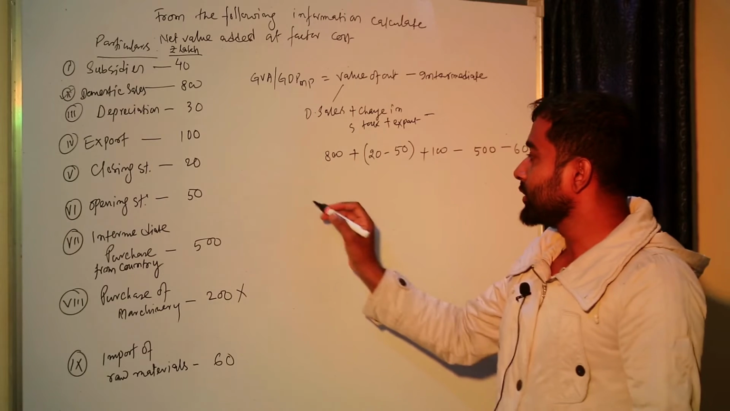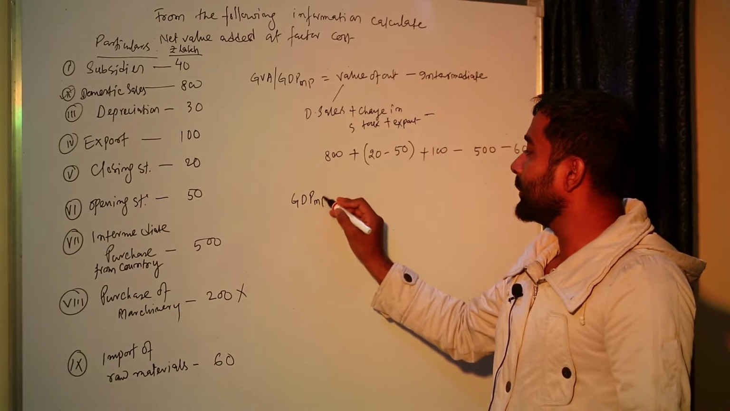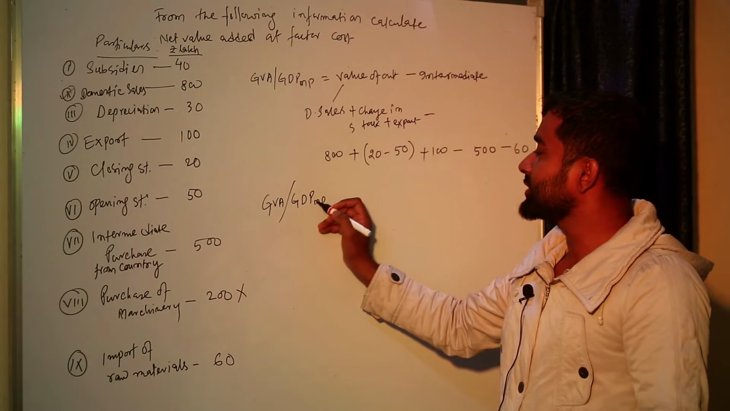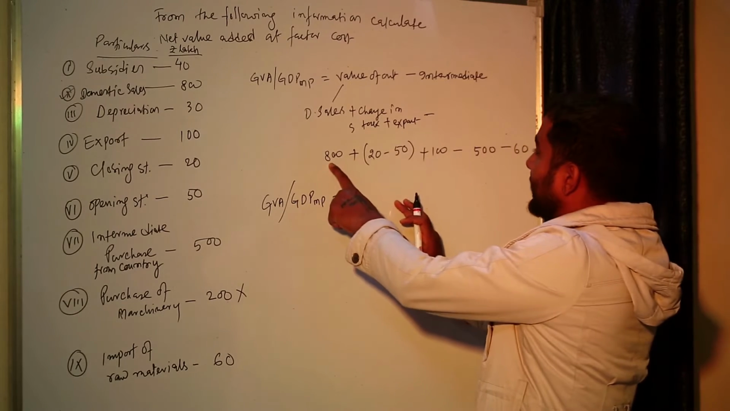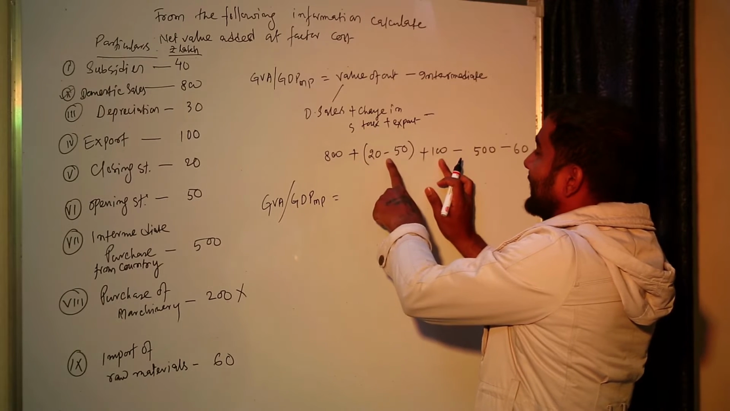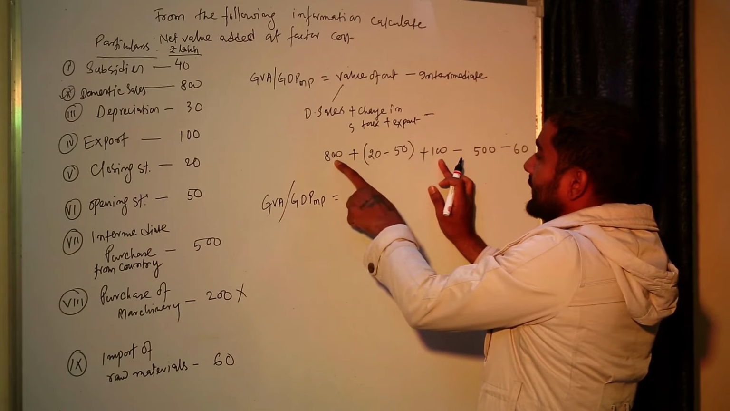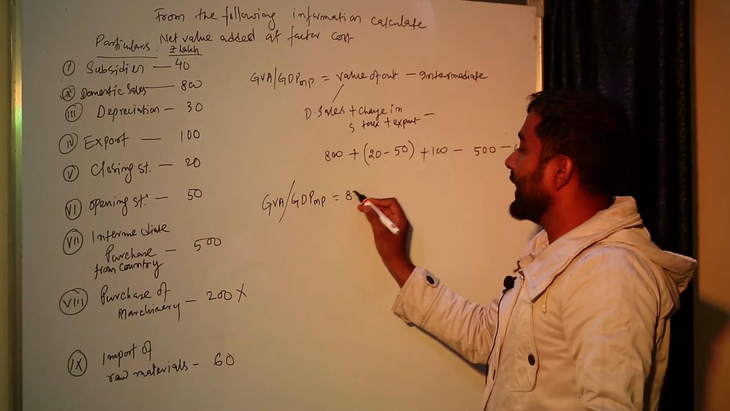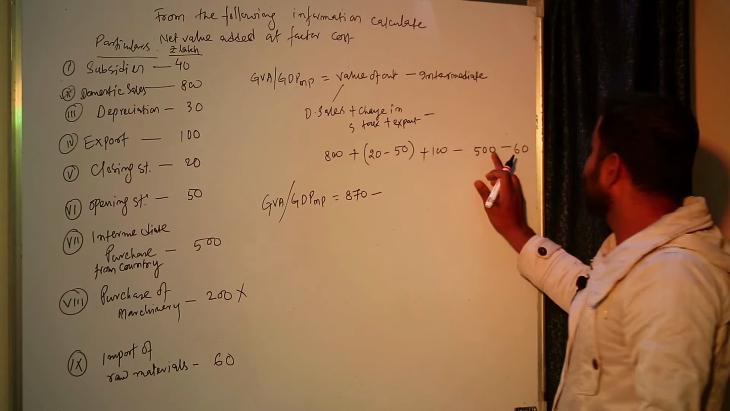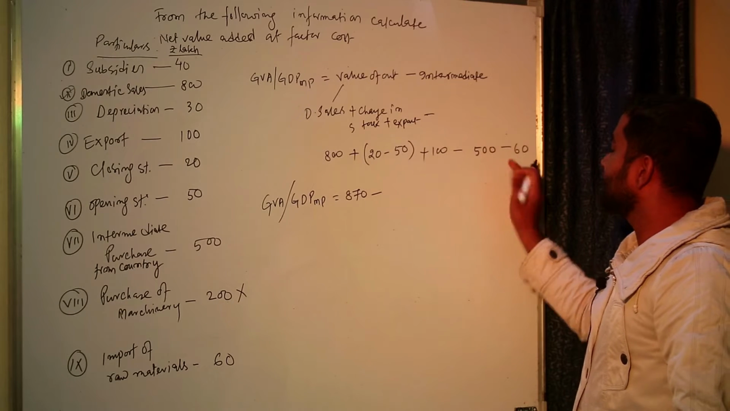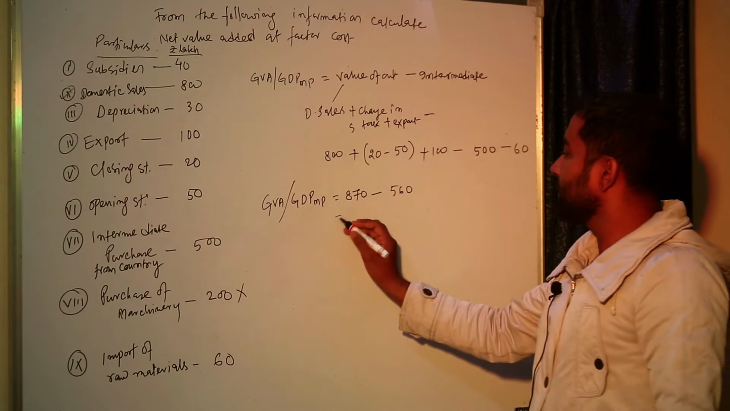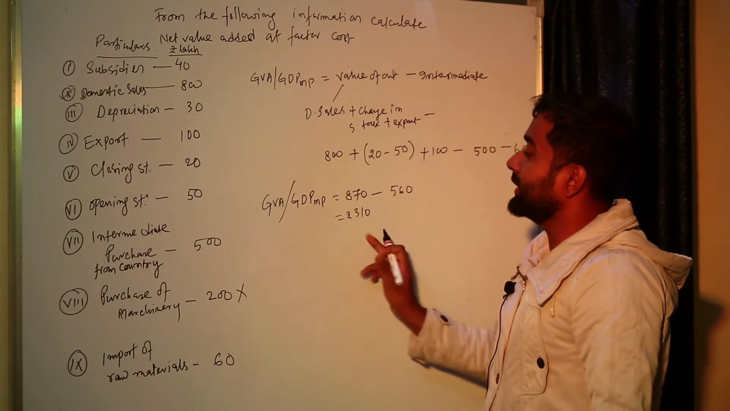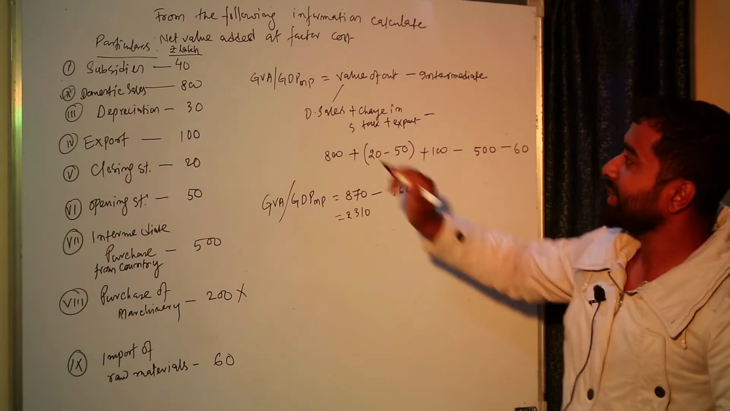Now the solution. GDP MP, otherwise GVA, gross value added, gross domestic product at market price, equals 800, 900, here minus 30. First do that part: 800 plus 100 is 900, and minus 30. So 900 minus 30 is 870, minus 560 intermediate consumption, plus 560. Now do it: 310 rupees. 310 is GDP MP. Now what is the question asking?